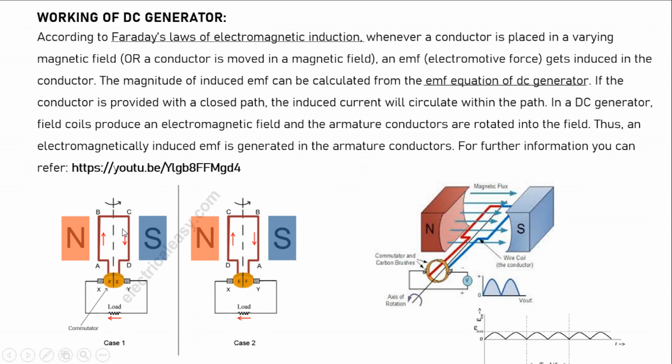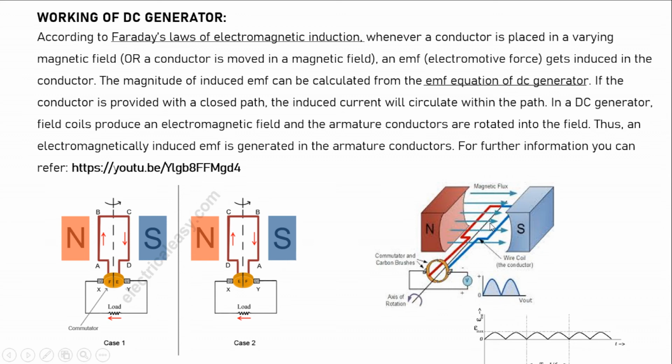Once again I will repeat: these are the armature conductors placed in between the poles, which continuously produce flux. When the armature is rotated, it will cut the flux and EMF will be induced in the armature conductors. When EMF is induced in the armature conductors, and if you provide a closed path for this induced EMF, it will start circulating current in the circuit. These are the commutators, these are the brushes, and the brush will take the current to the external circuit.